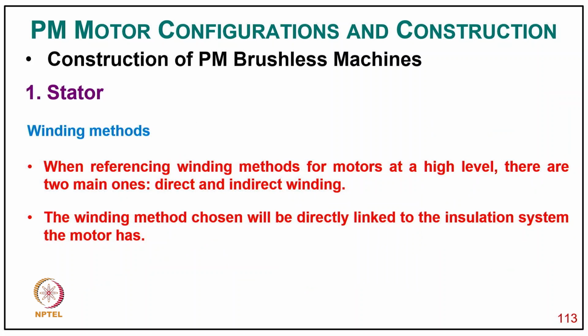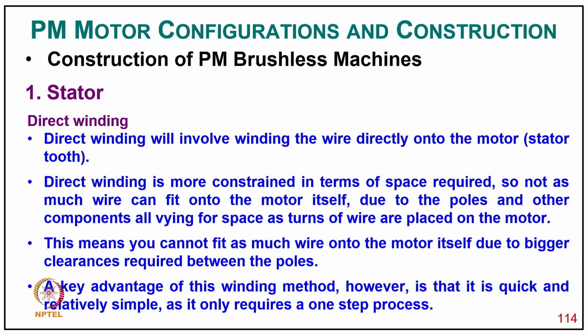Now coming to the winding methods. When referring to the winding methods for a motor at a high level, there are two main ones, direct and indirect winding. The winding methods are directly linked to the insulation system of the motor. So direct winding involves winding the wire directly on the motor stator tube, and direct winding is more constrained in terms of space required, so not too much wire can be fit into the motor itself due to the poles and other components all competing for space.